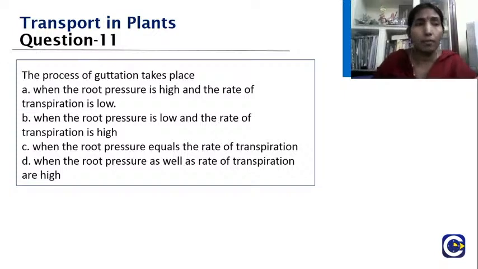Here there is one thing. We are talking about the process of guttation. When does it take place? Option A, when the root pressure is high and the rate of transpiration is low. Option B, when the root pressure is low and the rate of transpiration is high. Option C, when the root pressure equals the rate of transpiration. Option D, when the root pressure as well as the rate of transpiration are high. So they are asking about guttation, which I already told.